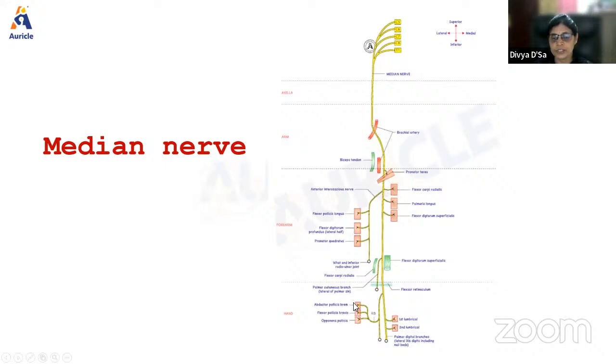a recurrent branch supplying the thenar muscles, that is the abductor pollicis brevis, flexor pollicis brevis, and opponens pollicis. Okay, and here it will also give muscular branches, that is first lumbrical and second lumbrical. Okay, and palmar digital branches it gives to supply the lateral 3.5 digits.